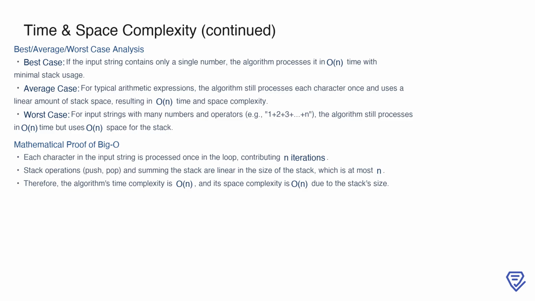To summarize, the algorithm's time complexity is O(n), since each character is processed exactly once, and stack operations are linear in size. Similarly, the space complexity remains O(n), because the stack's size depends on the number of elements it holds, which is at most n.